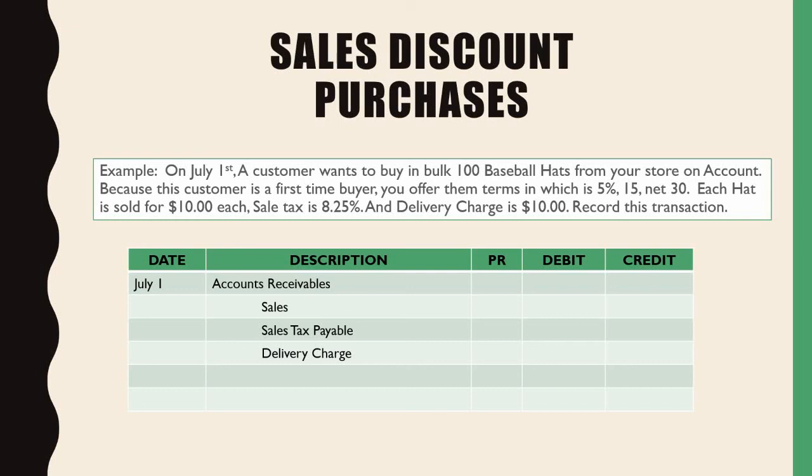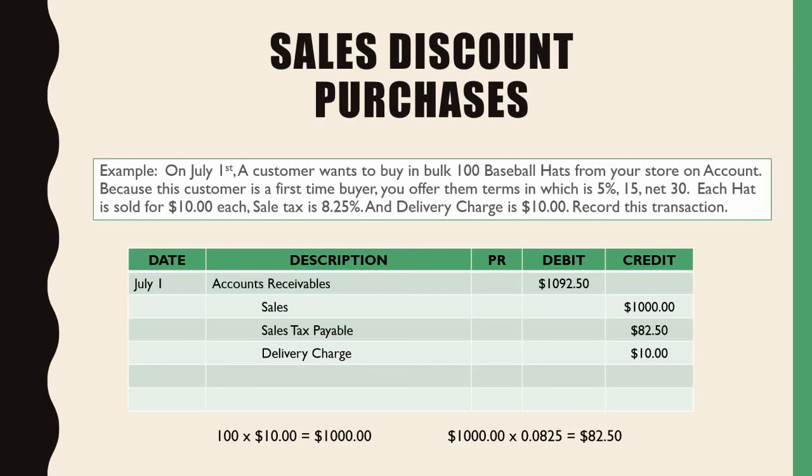So let's go ahead and calculate that amount right now. So he's buying 100 hats at $10 each. $1,000. How much is tax on that? $82.50. And then we have to tack on the additional charge for delivery. There you go. So this is us just recording the purchase, because on July 1st, he's just making the purchase right now.